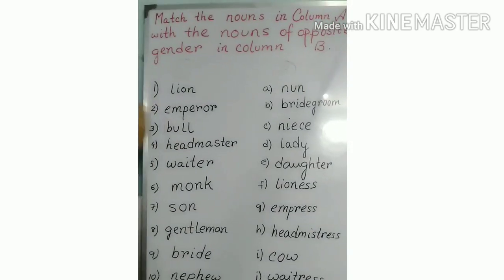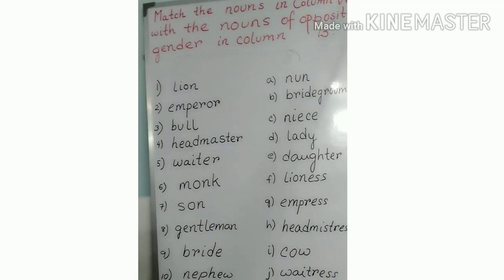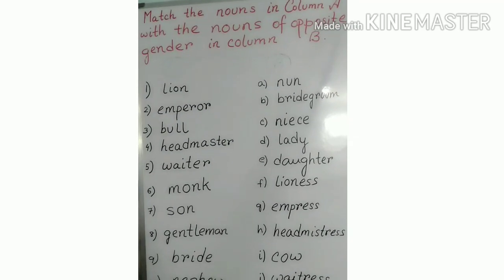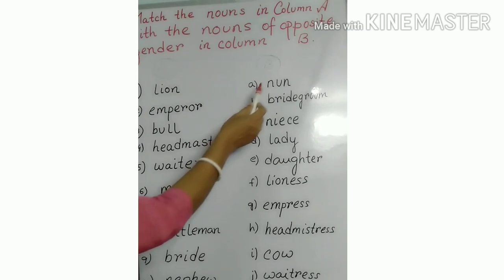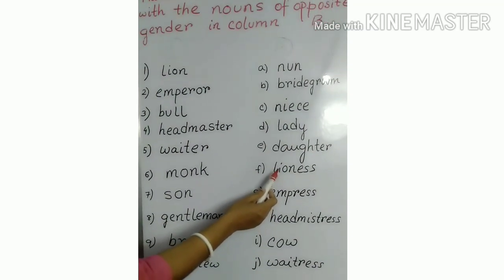So which is the first one? Lion, L-I-O-N, lion. What is the opposite gender of lion? We all know this, it is lioness. So we have to search that word here. Here we have the lioness. Now what we will do?